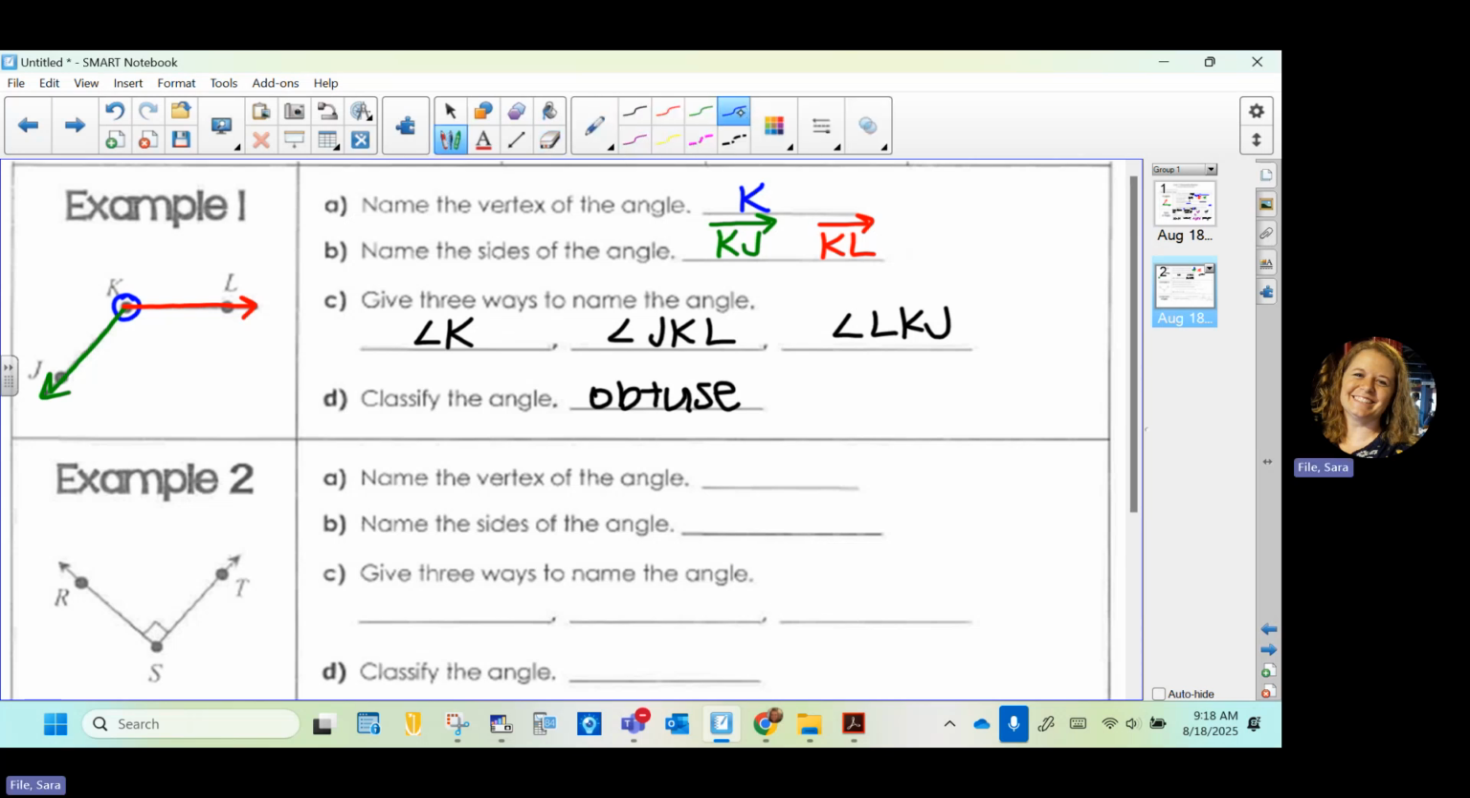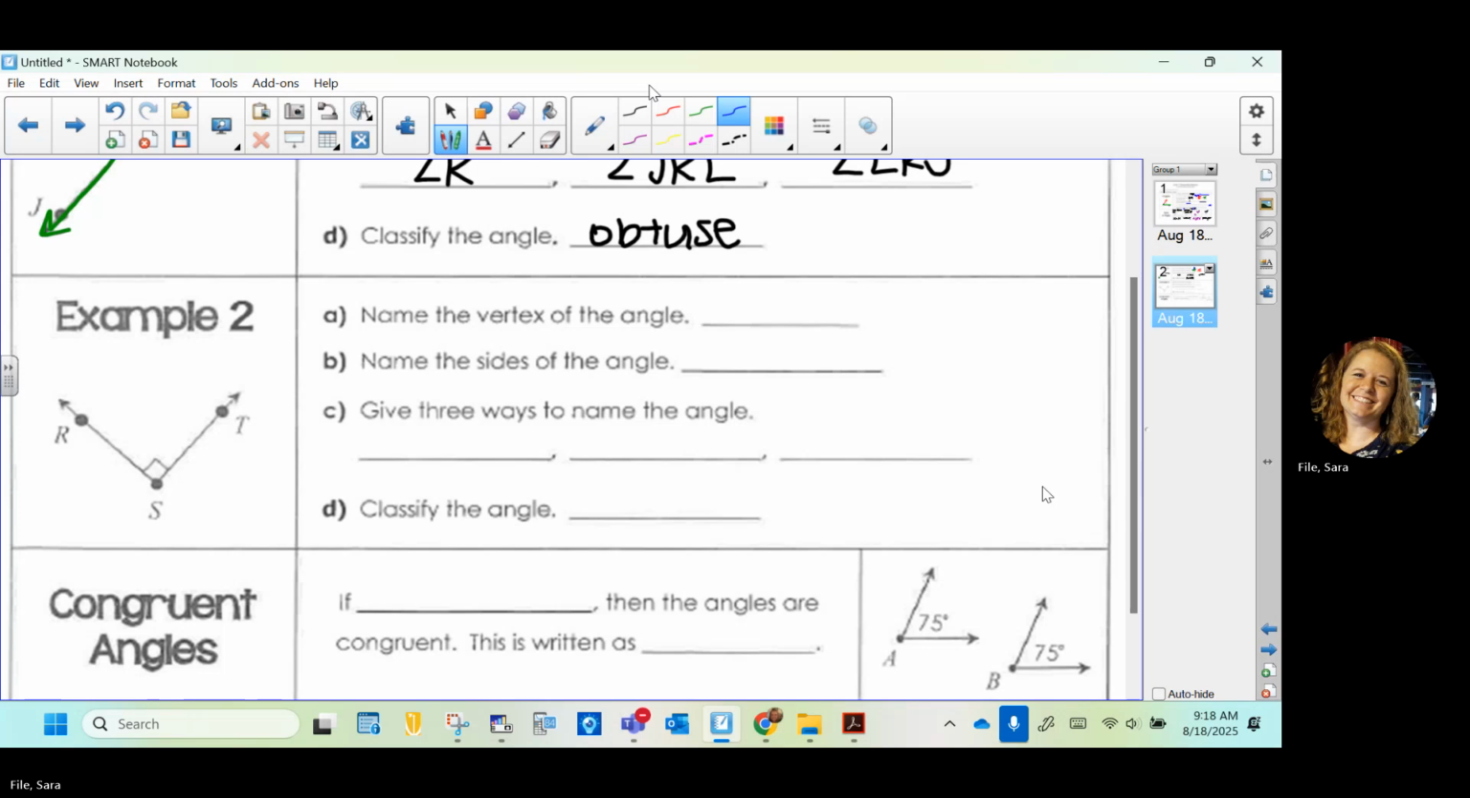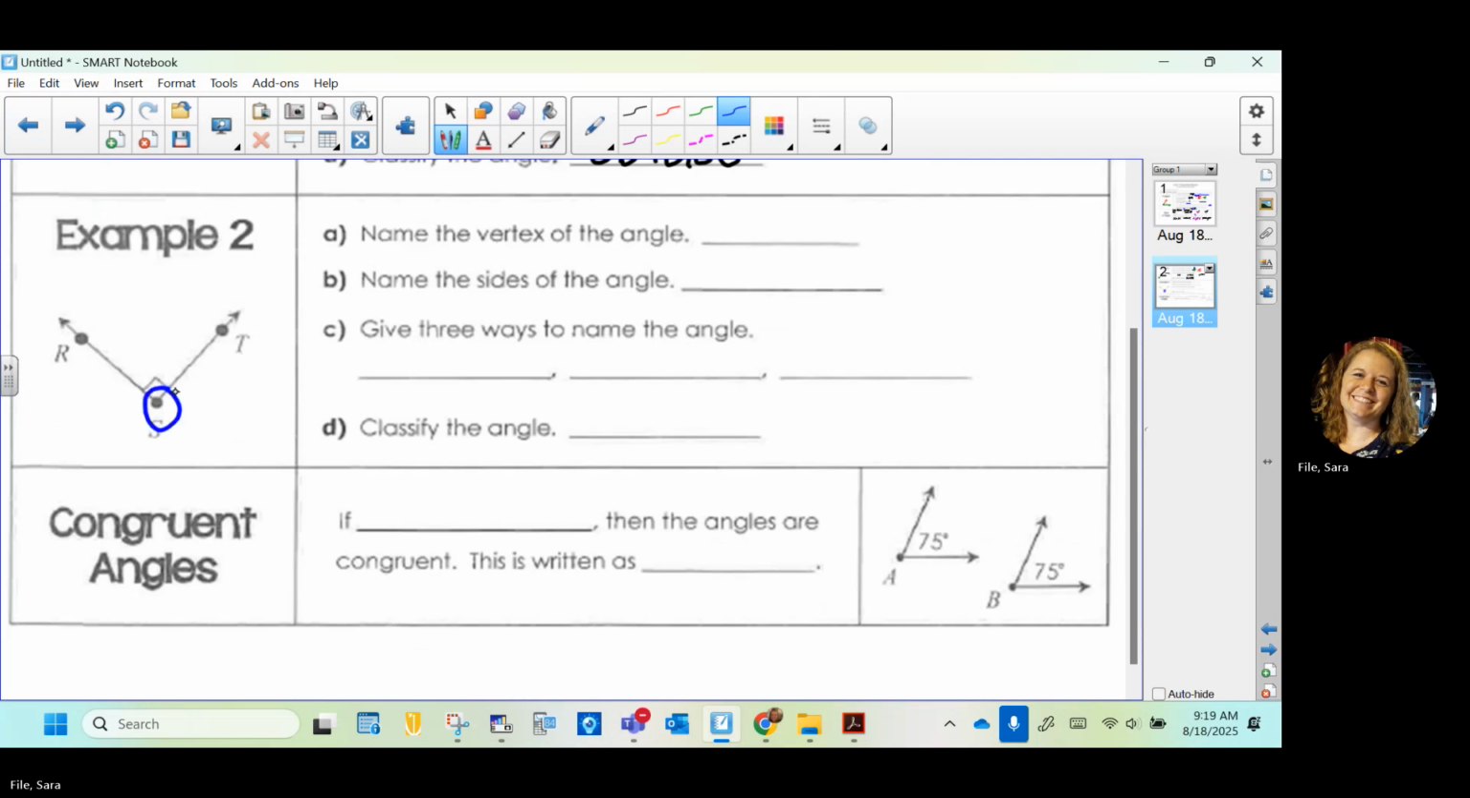All right, what is the vertex in example 2? Okay, and let's name this red side. Because 2 letters could name a line, a ray, a segment. You have to have the symbol to know what we're naming. It's ray ST. Okay, and the green side, SR.